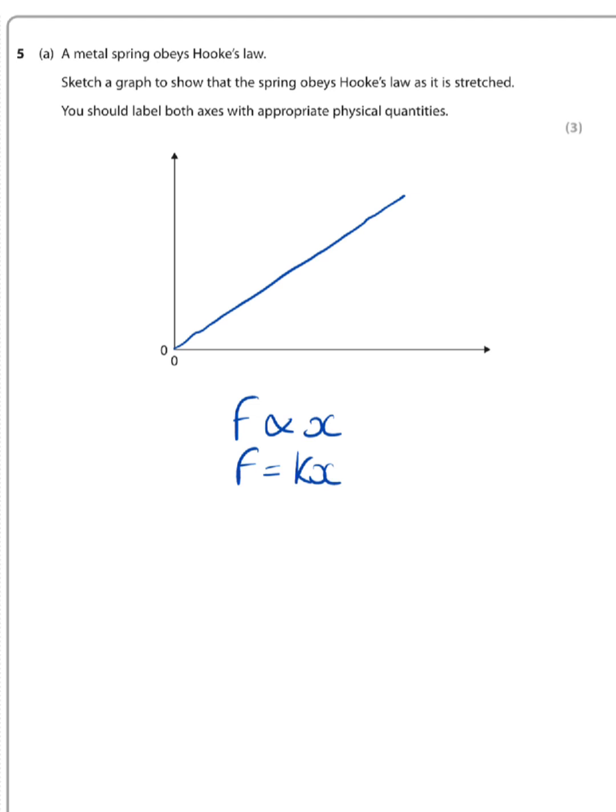The other thing you need to be aware of is how we label our axes, as we are told to in the question, and that means that you need to label this axis with force and that you need to label this axis with the extension. The way the marks are awarded here is you have 1 mark for labeling the axes, 1 mark for a straight line, and 1 mark for it passing through the origin.